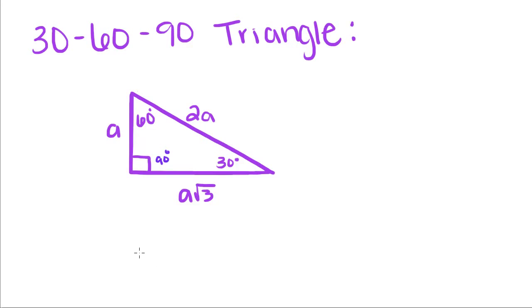So this length right here is just A. This hypotenuse is 2 times this side. This side is A times the square root of 3. And we're going to use those to find out what the length of each side of the right triangle is.